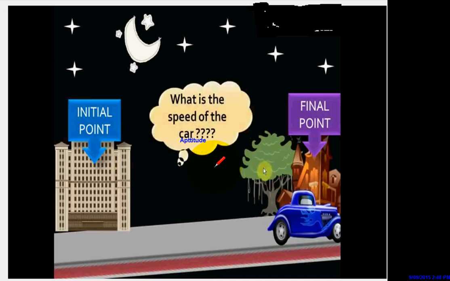These are the kind of problems which we come across in this lecture. See how to find the speed of the car. Say the car starts from its initial point and it is traveling towards the final point. Let us assume this building as the initial point and the tower as the final point. Now the car has to travel this distance. So we know the distance and also the time taken by the car to reach that final point. Now we are supposed to calculate the speed of the car. So this is one kind of problem.